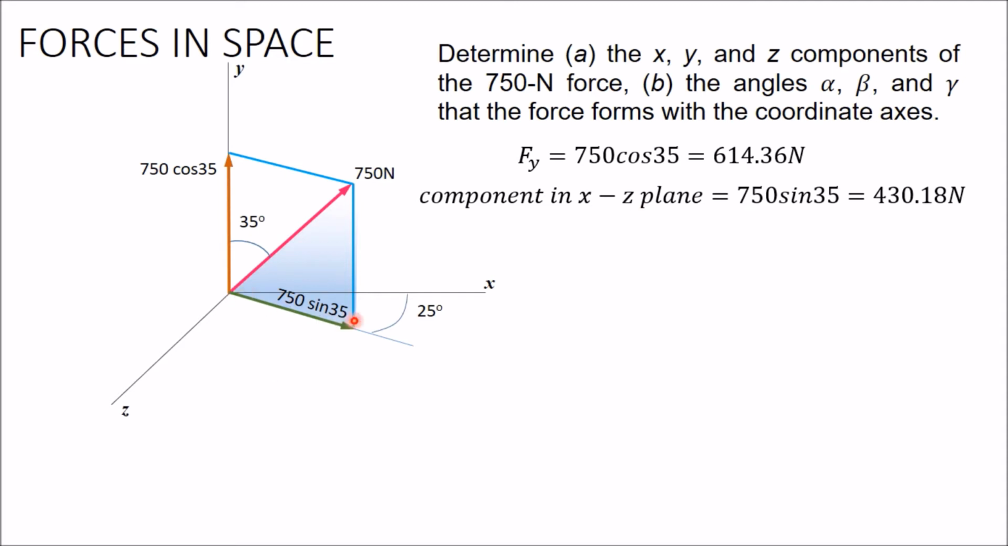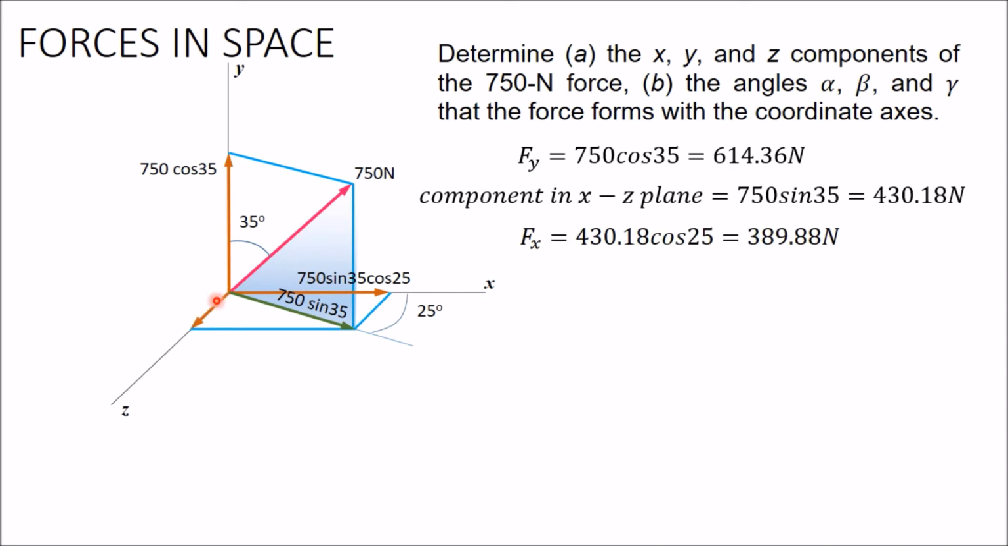Now this force is lying in the xz plane, and this force is 750 sin 35. If you calculate, you get 430.18 Newton. Again you can resolve this force into two rectangular components, along the x-axis and along the z-axis. Now this angle is given as 25 degrees, so this will be the adjacent component, and its value is 750 sin 35 into cos 25.